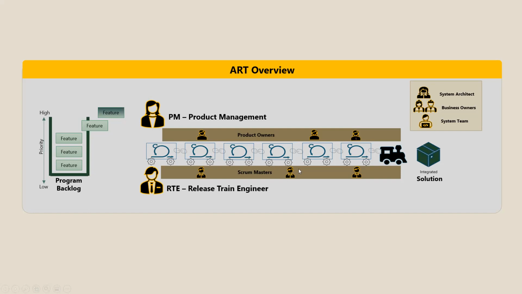And there are Scrum Masters and product owners. One team can have a single Scrum Master and a product owner, right? This Scrum Master is managing 3 teams. This product owner is managing 3 teams. Here it's 2, here it's just 1.